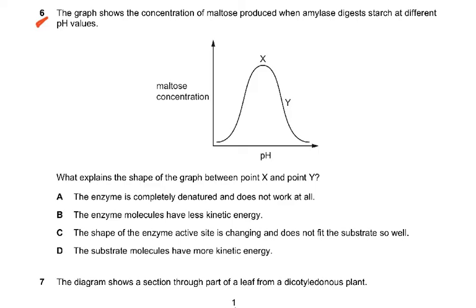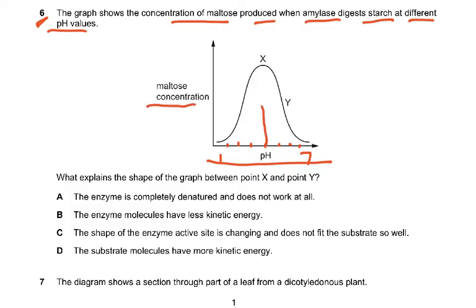Question number 6. The graph shows the concentration of maltose produced, that is the product, when amylase digests starch at different pH values. So you've got different pH values, say 1 to 7. So 1, 2, 3, 4, 5, 6, 7. So you can just imagine this. And then you find out that the maltose concentration is highest at this. So it's increasing the maltose concentration, and as the pH is increased, then the maltose concentration is less, which is being produced at pH say 5 and then 6 and then 7.